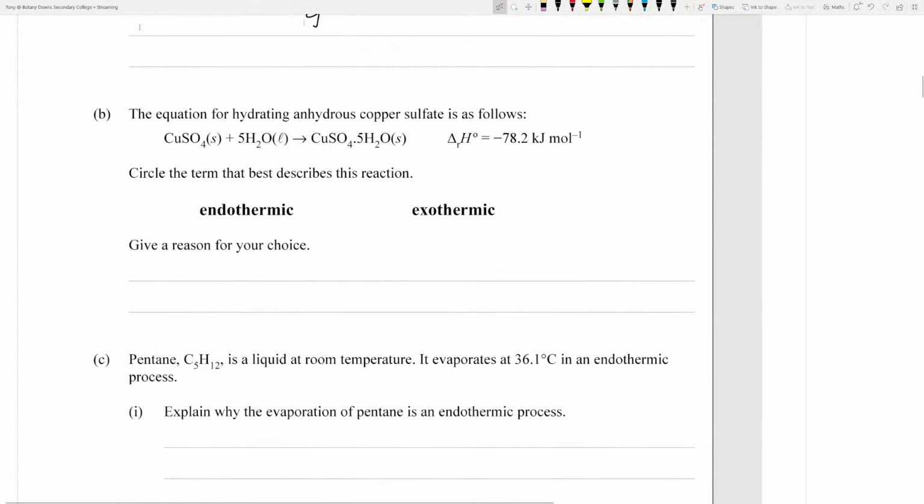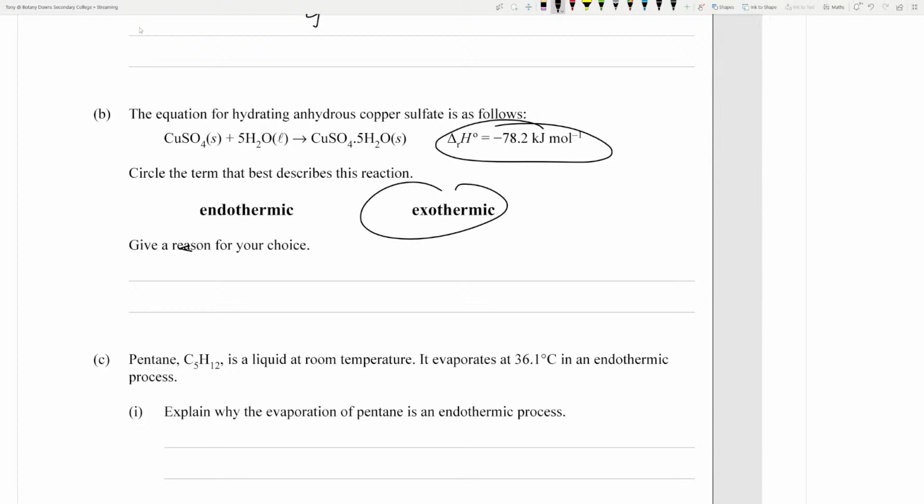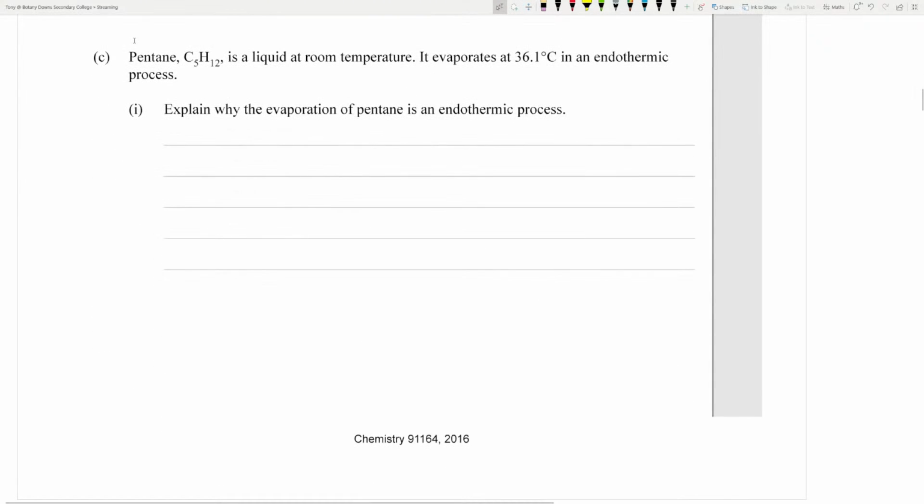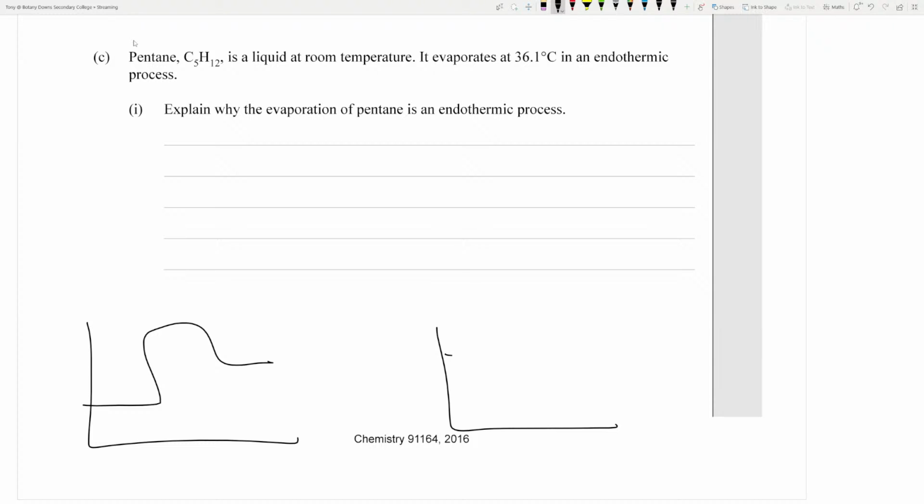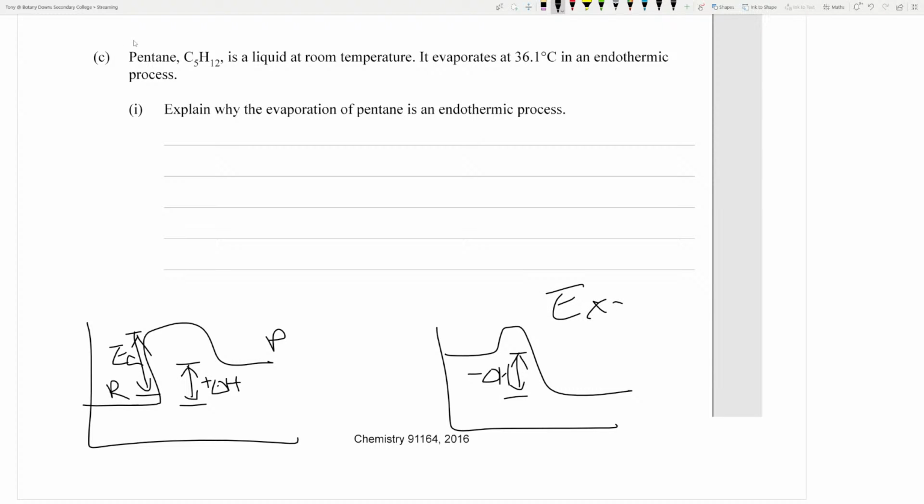Next one, I don't even read this, I just look at that. If the delta H is negative, it's exothermic, and explain why: because the number is negative. Done. Next one, pentane is a liquid at room temperature. You just need to understand the basics. Endo, exo. Endo is when you have something like this. Exo is when you have something like this. This is the change of enthalpy. This is your reactants, this is your products, and this is your activation energy. This change in enthalpy is positive, this is negative, this is exo, this is endo.